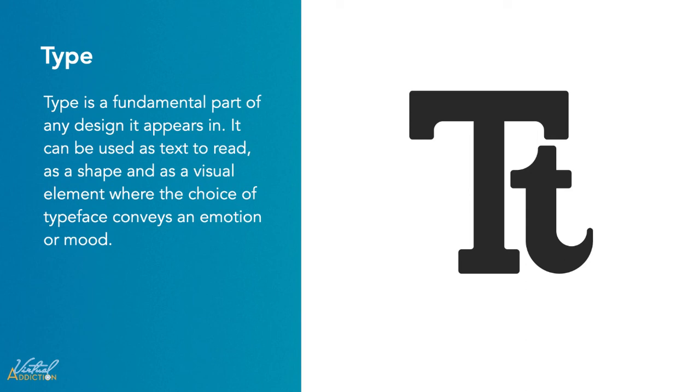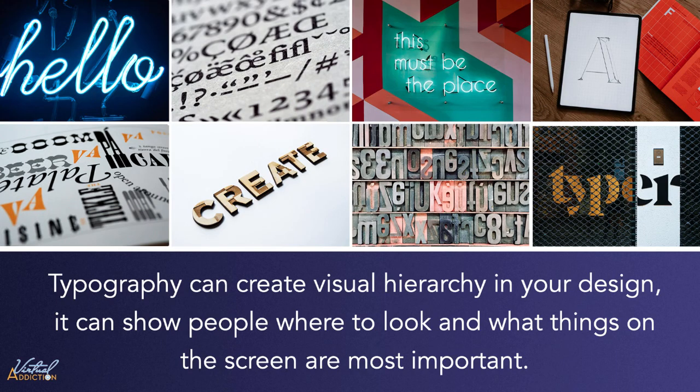For example, a serif font like Times New Roman tends to evoke a more traditional and serious feeling, while a sans serif font like Open Sans reads as more modern. In addition to evoking mood and feeling, typography can create visual hierarchy in your design. It can show people where to look and what things on the screen are most important, giving users a sense of how to read the material from beginning to end.